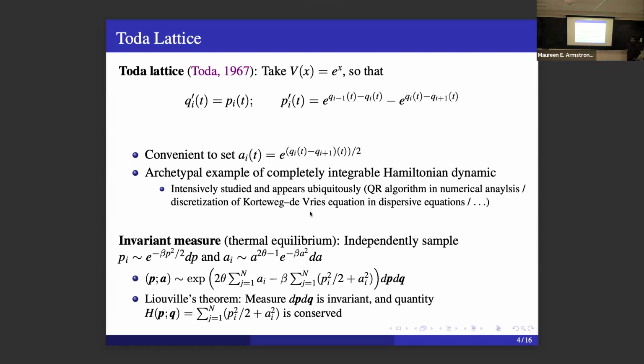What is theta again? Sorry? What is theta? Theta. They're two free parameters. So I have a 2-parameter family of measures. I can tune them as I wish. So for any beta and theta, this is invariant. Any further questions?